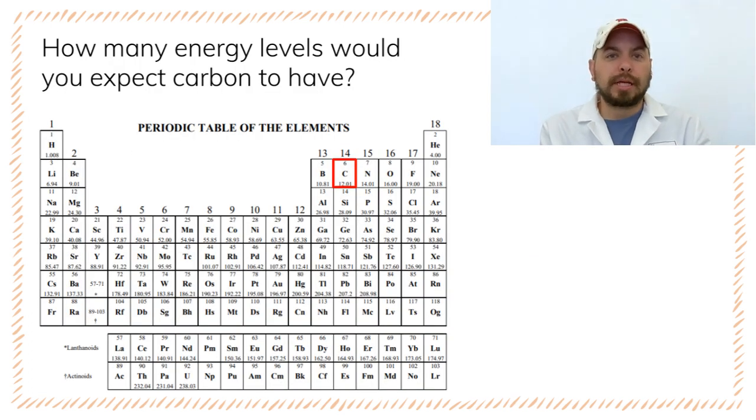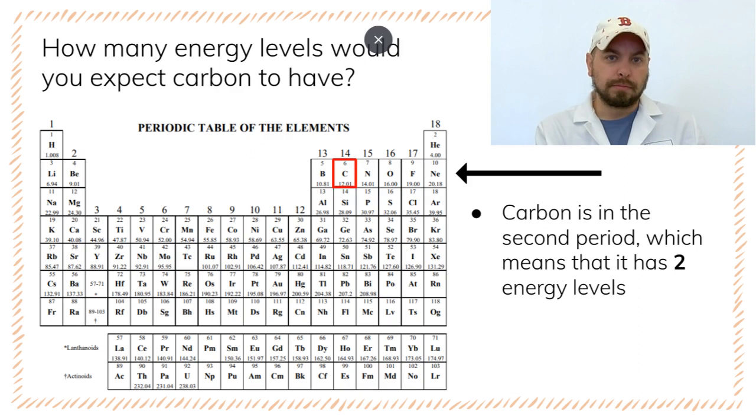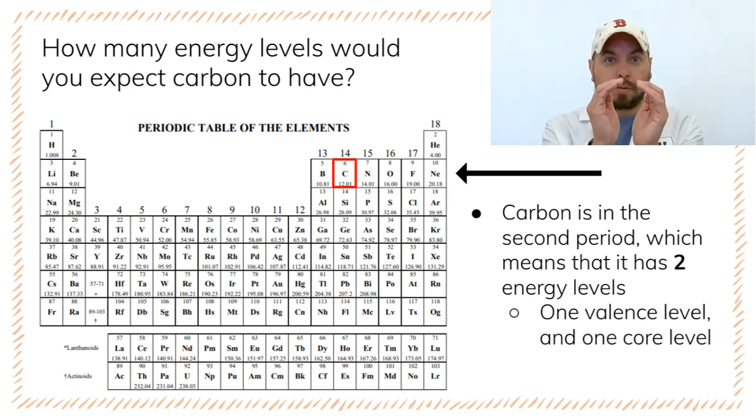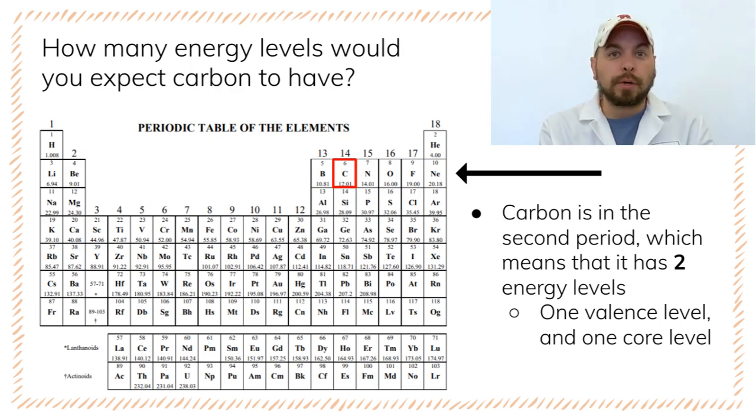So take a look at the periodic table for a second. Look for carbon. What period is carbon in? Yeah, it's the second period, right? The second period, that means it's in the second row down. How many energy levels does it have? Yeah, that means it has two energy levels, right? So with two energy levels, that means that it has a core and it has one energy level beyond that core. That's carbon, okay?